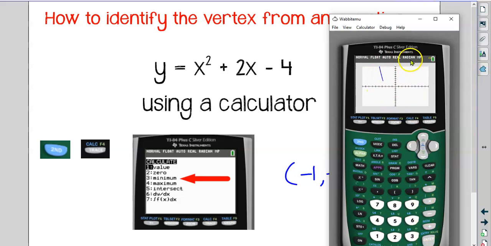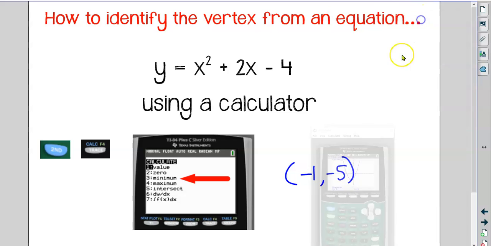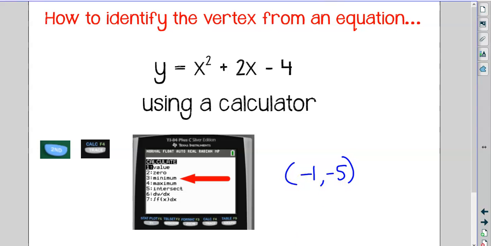And once my graph is drawn, it's going to ask me if I am left bound. It's going to ask me if I am to the left of my vertex point. And so I'm going to move my cursor over, then I'm going to press enter. Now it's asking me if I'm right bound, so I'm going to move my cursor over and press enter. And my two imaginary vertical lines here should have the vertex in between, which it does. So I'm ready to make a guess, so I'll press enter. And it looks like -1, -5 is my vertex.